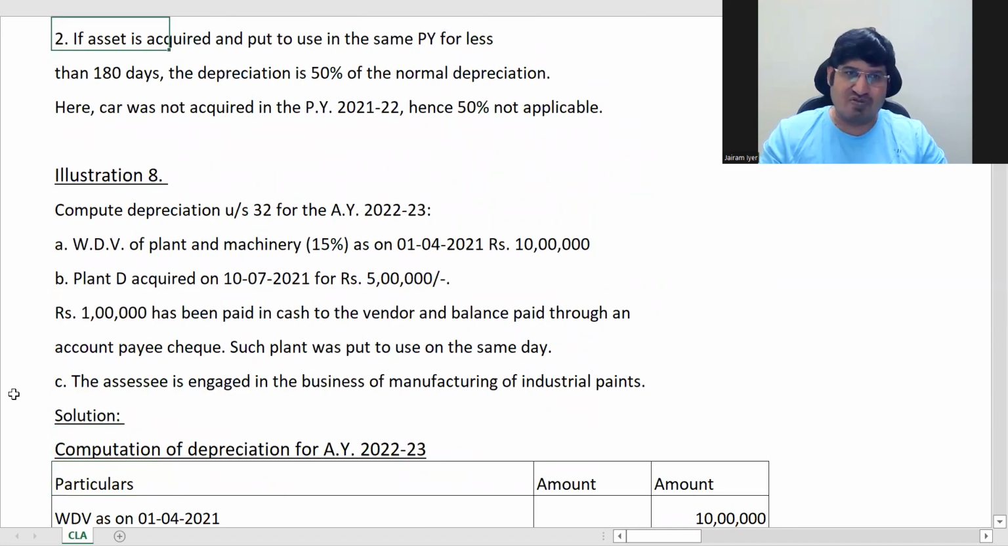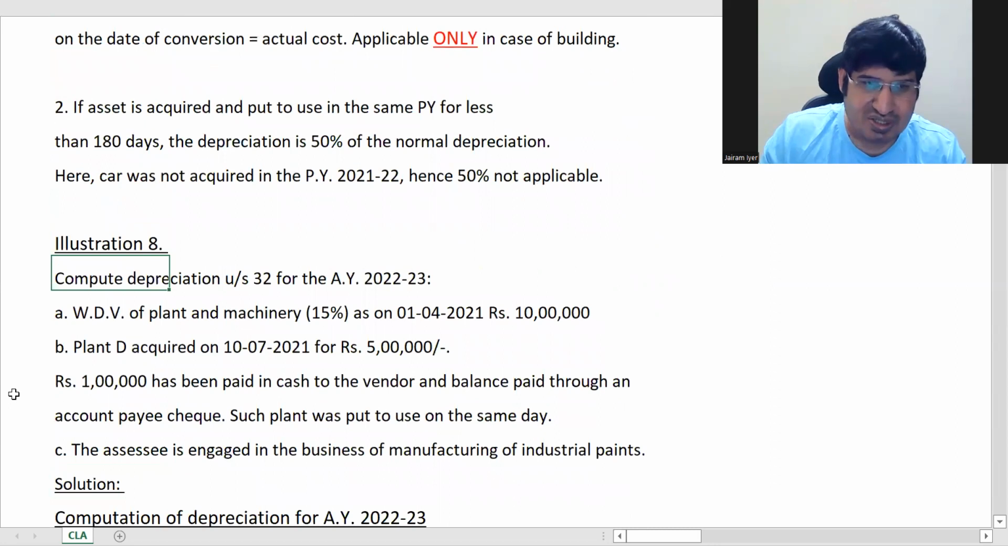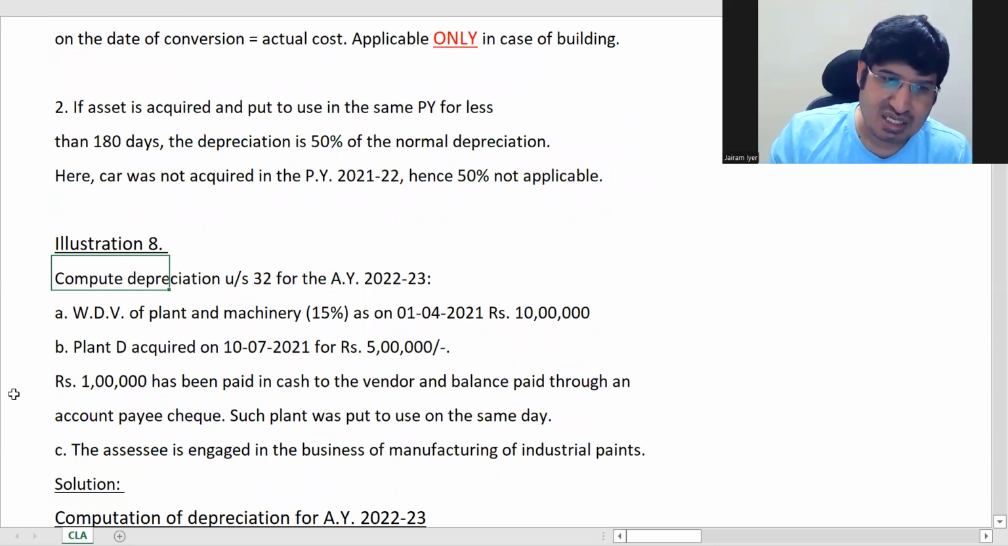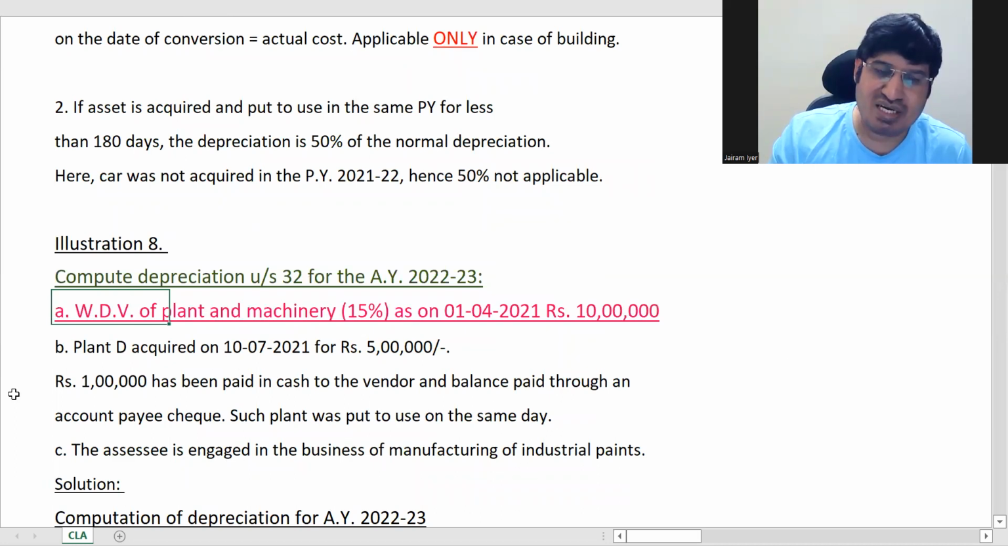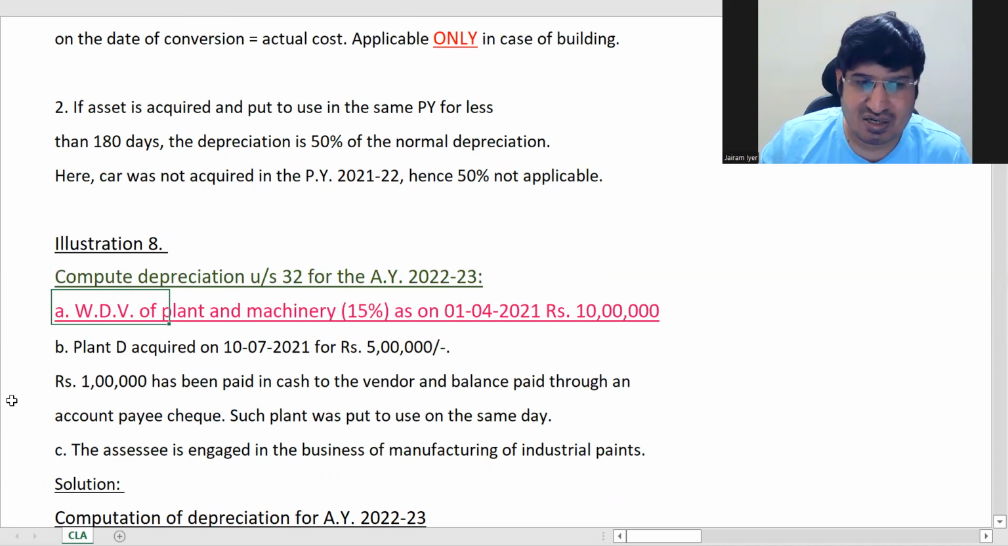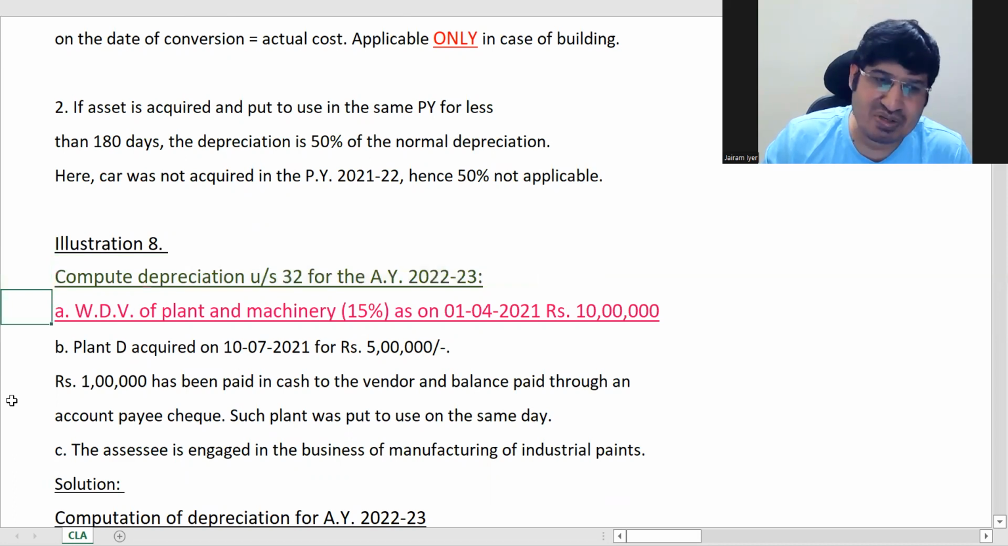चलिए, then this is the last problem for today. Then this topic will be over, our actual cost. Then next ये देखते हैं: compute depreciation under section 32. WDV of plant and machinery at 15% as on 1/4/2021. You have to compute depreciation.